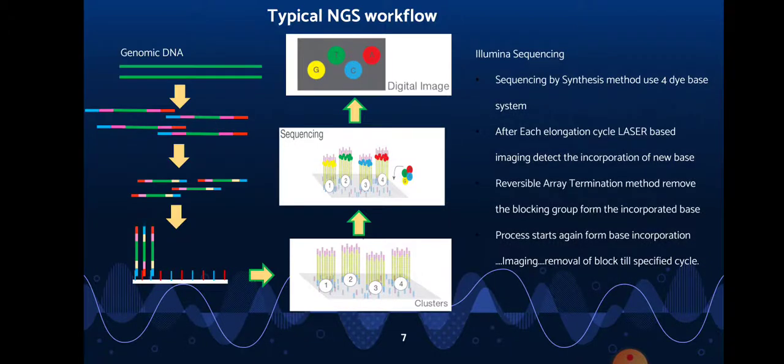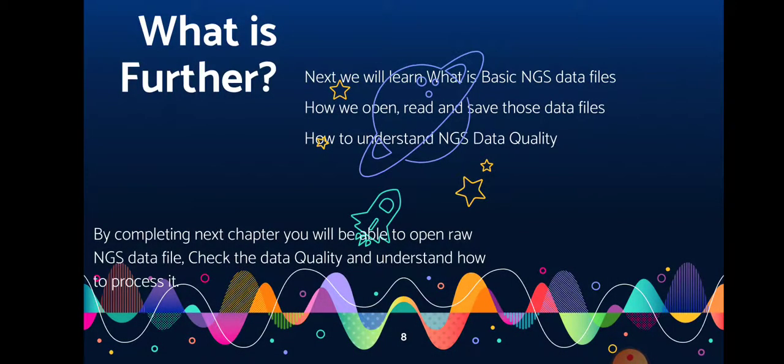In our next session, we will learn what the raw data is and what the files are, what the data quality is, how to check raw data quality, how to filter this raw data, and how to get high quality data from raw data. By completing the next session, you will be able to open and close the raw data file, and you will do QC, understand what QC means, and know how to filter the raw data and get high quality data.